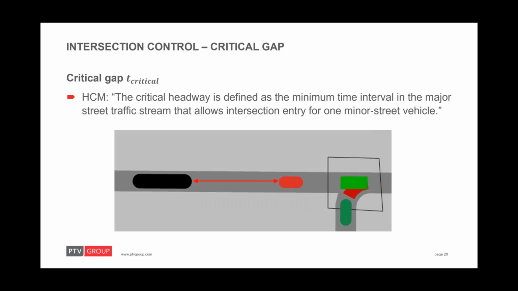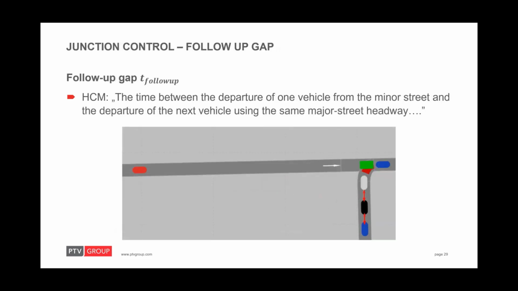With the intersection control, we follow the definition of the HCM for critical gap. So this is the critical headway, which is defined as the minimum time interval in the major street traffic stream that allows intersection entry for one minor street vehicle. Then we also follow the same follow-up gap definition through HCM, which is the time between the departure of one vehicle from the minor street and departure of the next vehicle using the same major street headway.